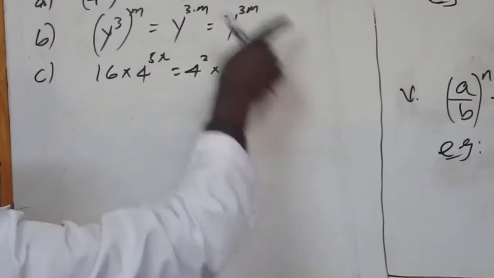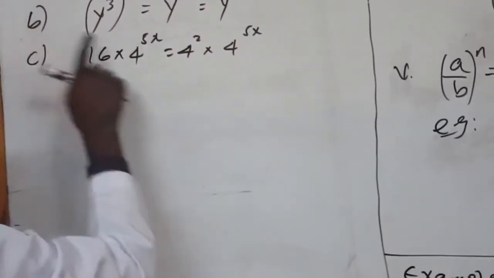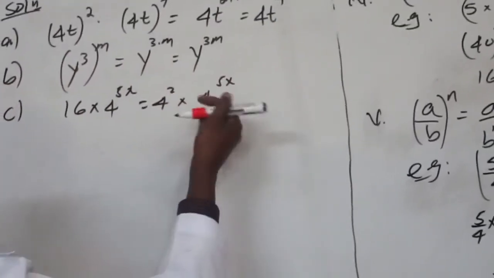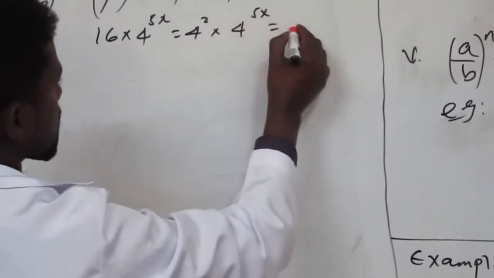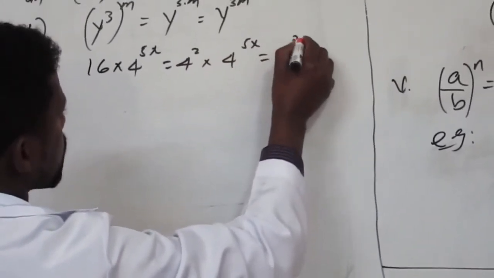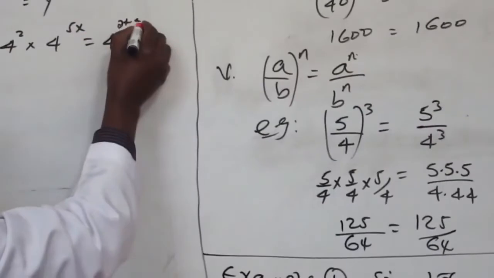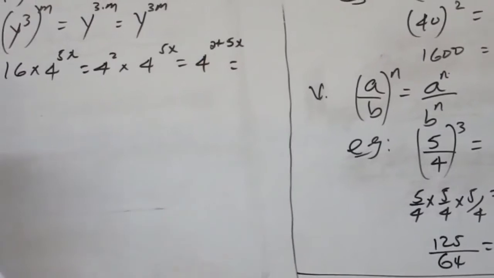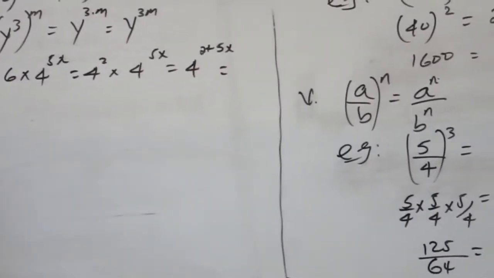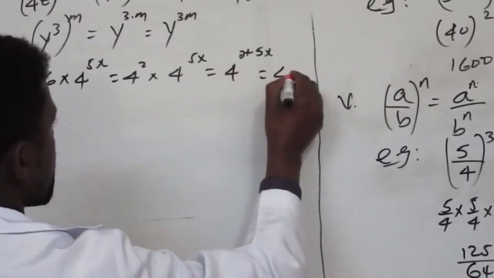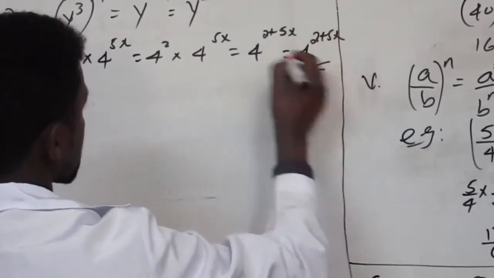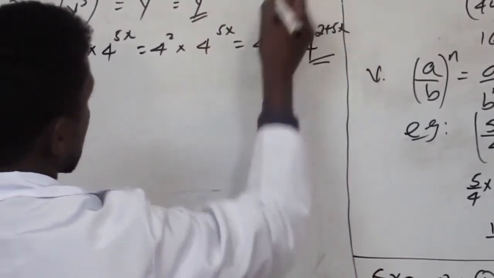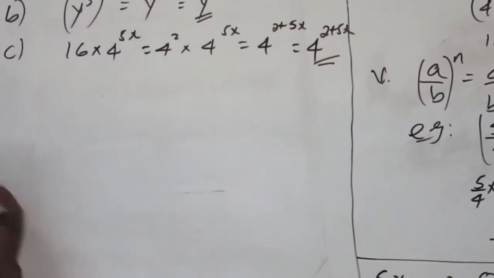And finally, we have changed to what? The same base but different exponents, multiplying the two power forms. In this case, 4 to the power of 2 plus 5x. This means 2 and 5x cannot be added because they are unlike terms, so we put 4 to the power of 2 plus 5x as it is. So you see, these are the final answers after we simplify.